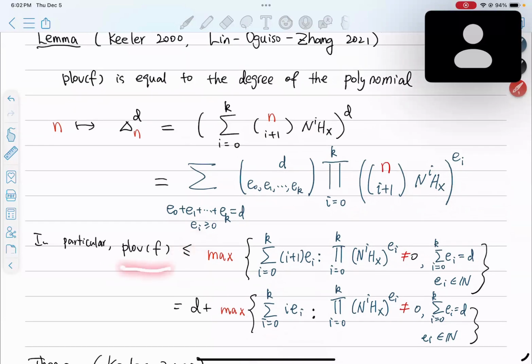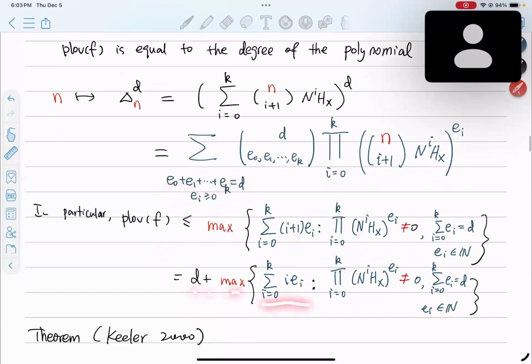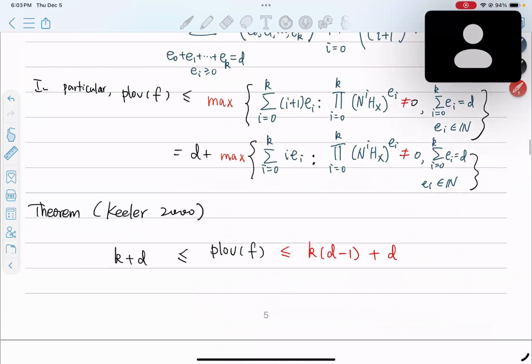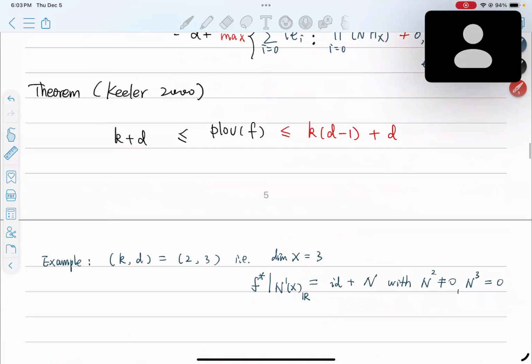So there is a natural upper bound: the polar of f is less than or equal to the maximum of all these numbers, taken over terms where the intersection number is non-zero. If the intersection is 0, then the term disappears, so we only need to look at the non-trivial terms. Because the sum of all the e_i is d, we can take this d out. So the polar of f is less than or equal to d plus the maximum of this set. Here, using this lemma, Keeler proved in 2000 that the polar of f is less than or equal to d plus k times d minus 1. He shows that the maximum of this set is less than or equal to k times d minus 1. So this is his first result, giving an upper bound.